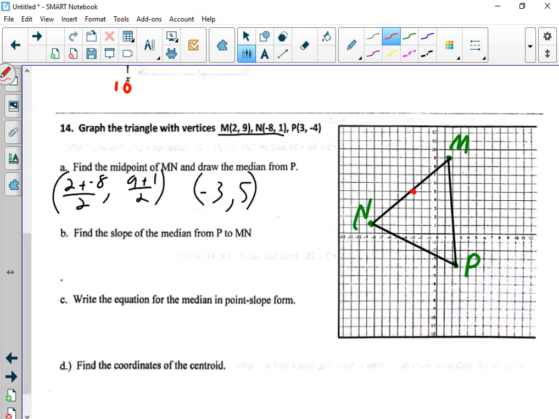Now it says, draw the median from P. So, from here to there, I'm going to draw my median. And I can mark it. Those two pieces are equal. Now it says, find the slope from P to MN. Well, you can do it the mathematical way. So, from this point to this point, you can do y minus y, negative 4 minus 5, over 3 minus negative 3.